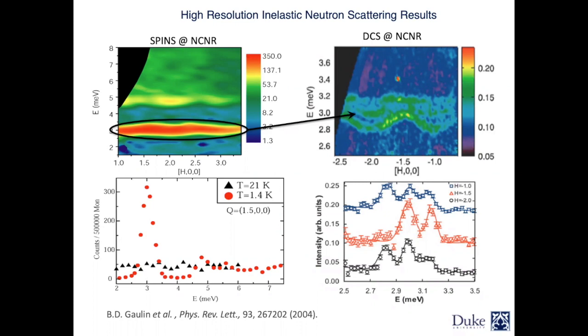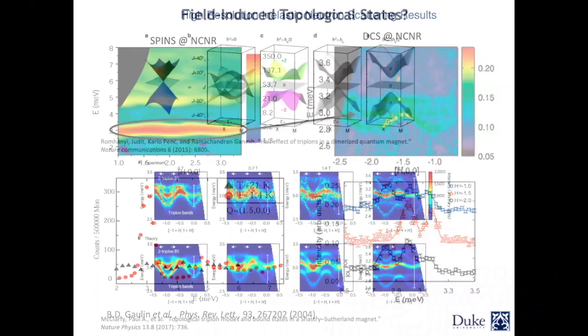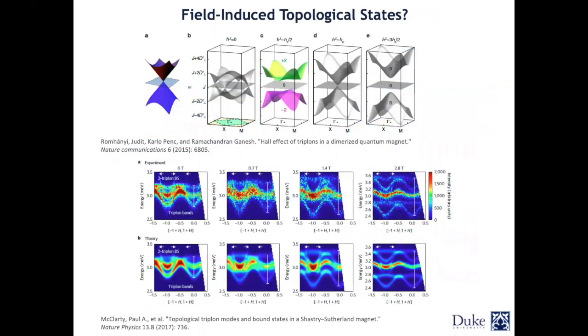So before I go into extreme magnetic fields, I'm just going to introduce these two papers, which you may be interested in. They talk about the fact that the triplets now have the DM interactions in them. And in the low magnetic field region, there can be a critical field that starts to show these triplons in these dimerized quantum magnets, forming sort of like a Hall effect. This is something that we are starting to look into. So this is a theory paper.